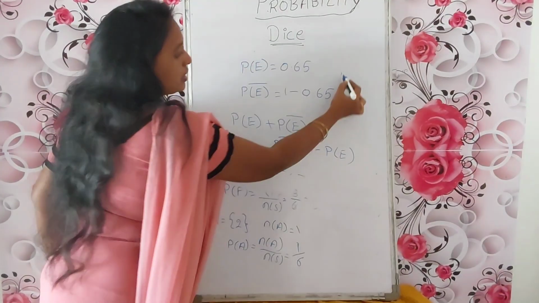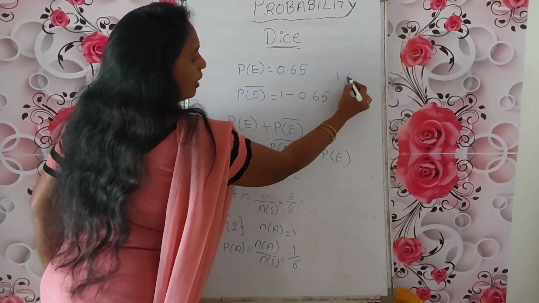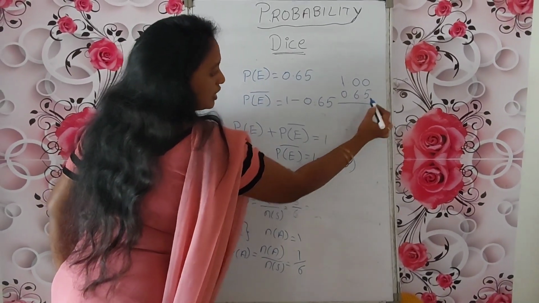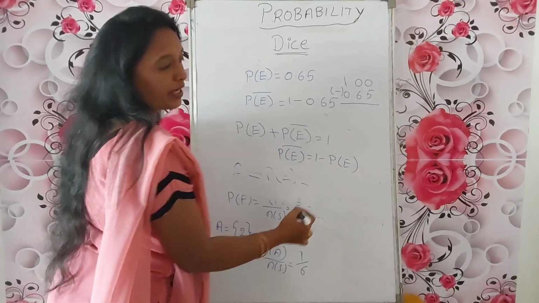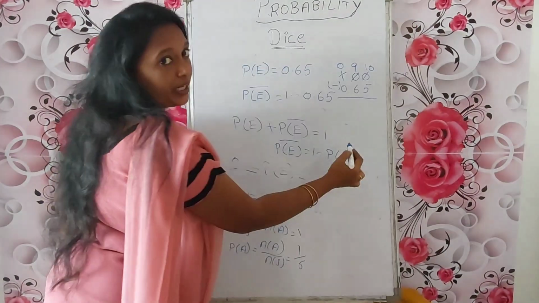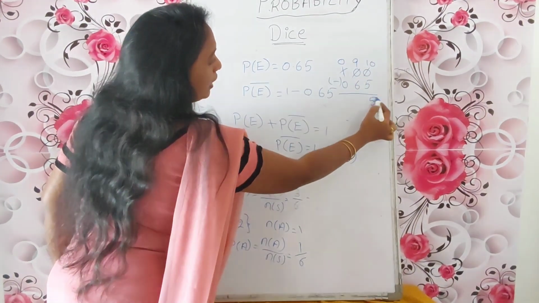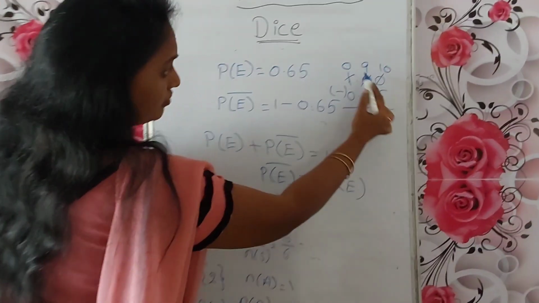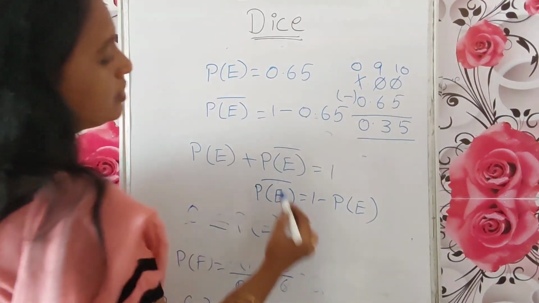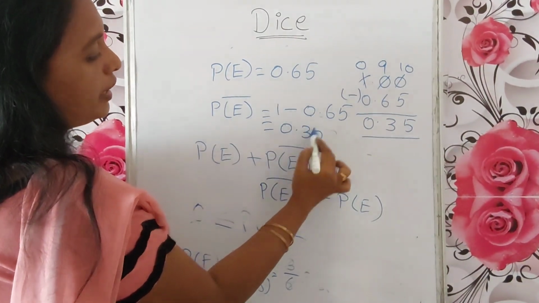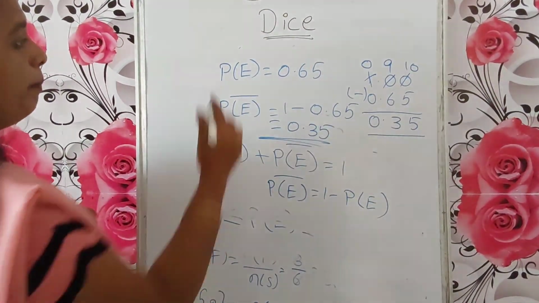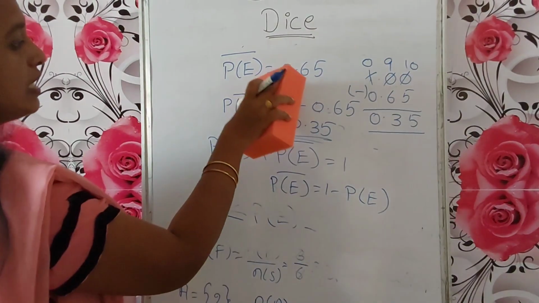So, this will be equal to 1 minus 0.65. Now, easily you can do subtraction. 1 can be written as 1.00, and this is 0.65. Just do the subtraction. So, here 0, 9, 10, borrowing. So, 10 minus 5, 5, 9 minus 6 is 3, 0 minus 0, 0. So, the answer is 0.35.